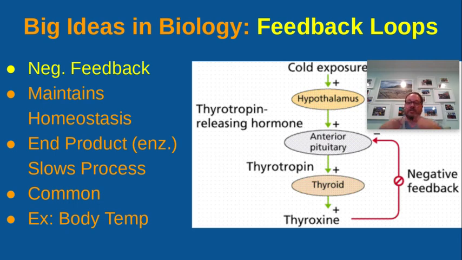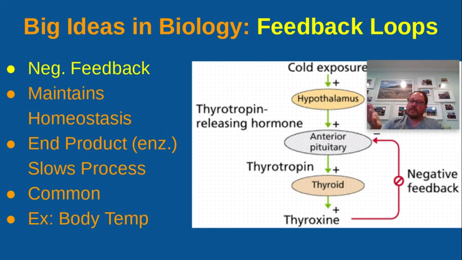What thyroxine does is it speeds up the rate of chemical reactions. One of the byproducts of chemical reactions is heat, so it warms your body. So if your body gets cold, it can respond by basically releasing a hormone that revs up your metabolism and warms you up. Well, what happens is thyroxine will actually inhibit the pituitary from releasing its hormones.